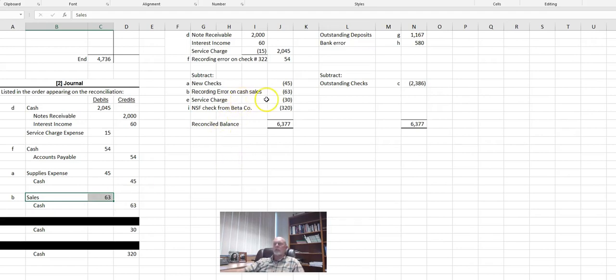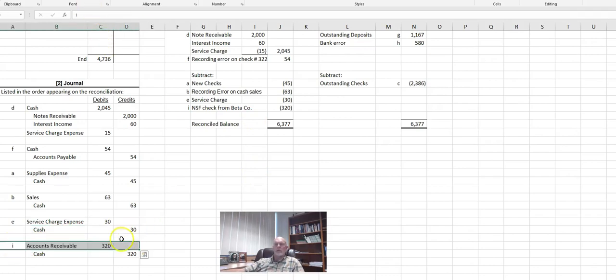The next item is a service charge, $30 expense. I've just put that into the same service charge expense that we had recorded up here when the bank did that collection for us. And then finally, this NSF check from Beta Corporation for $320. Remember, this customer gave us a bad check. They still owe us the money. And so we're going to put that back into accounts receivable, indicating that, again, they still owe us, and so we'll try to collect that.